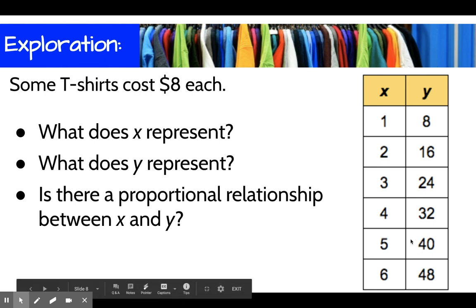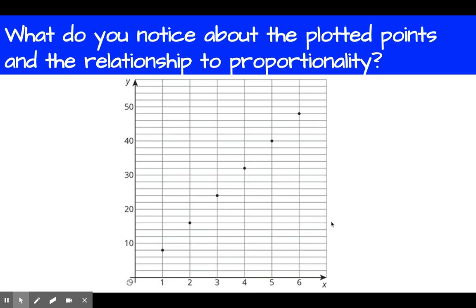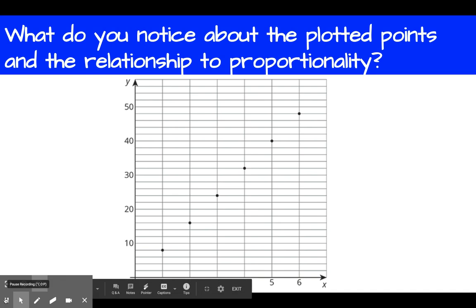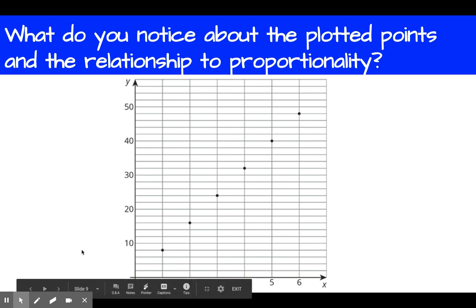Okay, moving right along. So we also want to talk about, what do you notice about the plotted points and the relationship to proportionality? I would love for one or two of you to share some of the things that you notice about the graph. Okay, so hopefully you also notice that this graph is increasing, and it isn't a straight line if I were to draw a line through it from the origin.